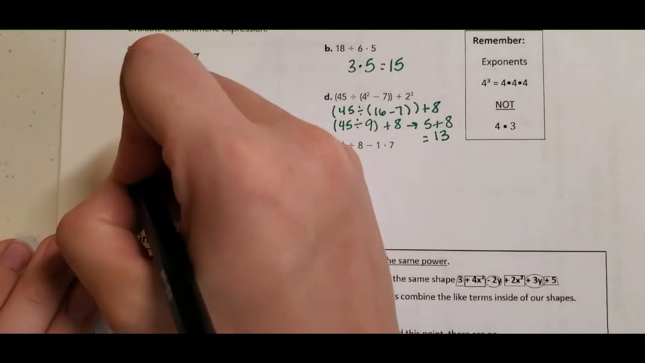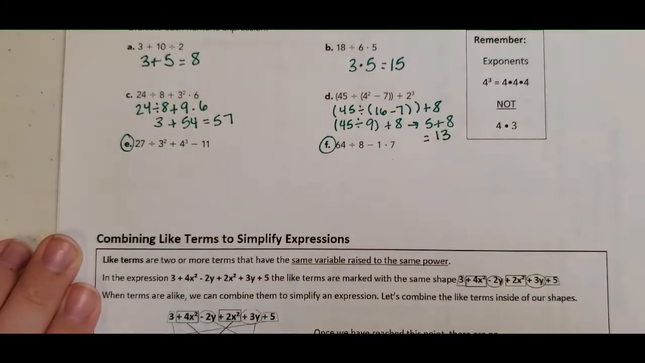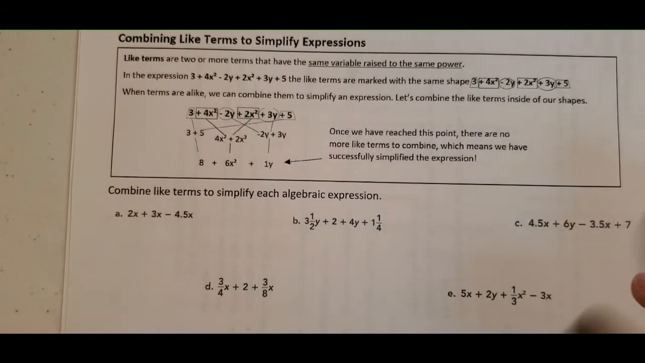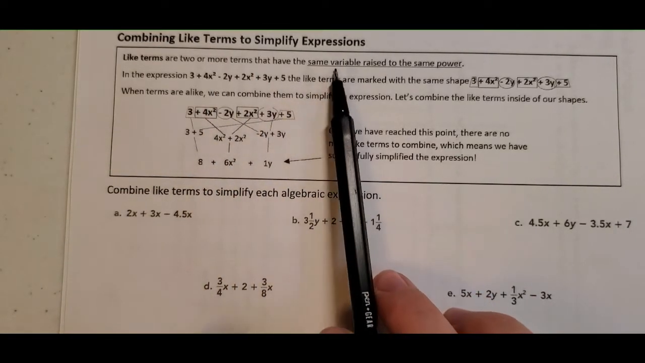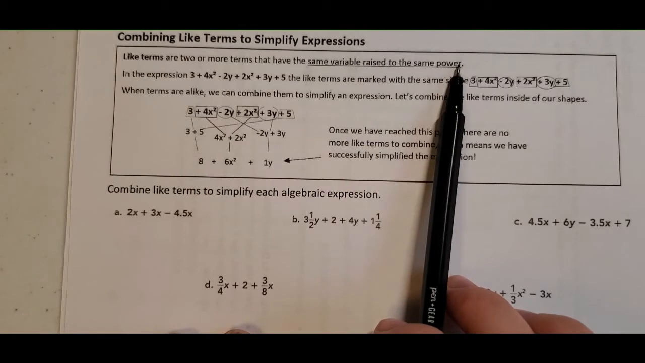I want you to try and do E and F on your own. So now we're going to look at what we call combining like terms. Now, like terms are 2 or more terms that have the same variable raised to the same power.